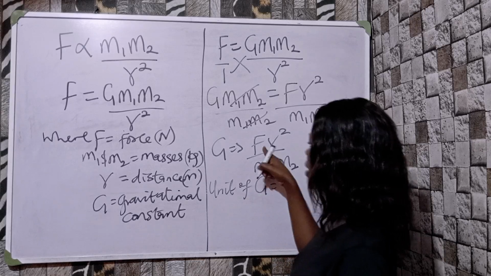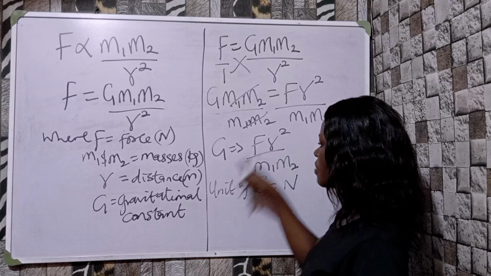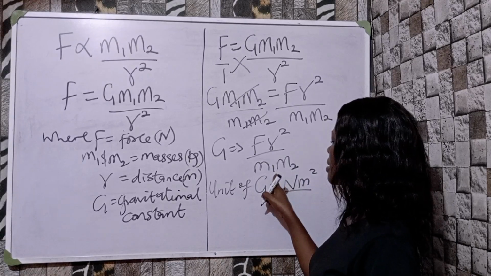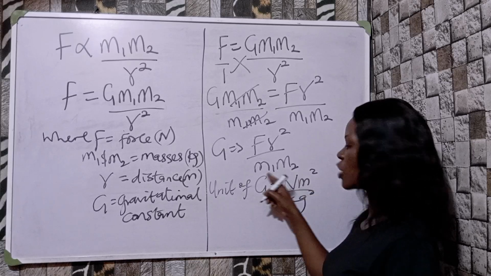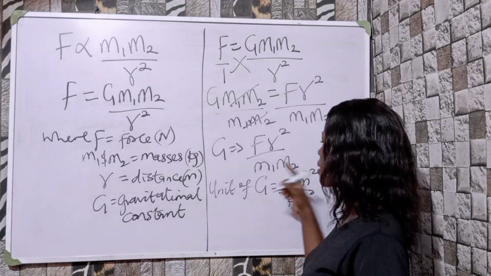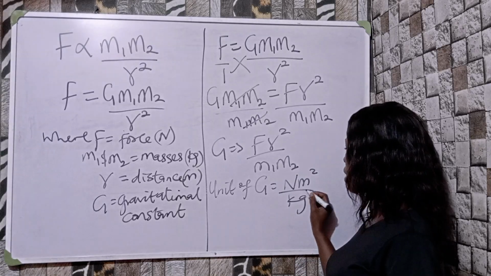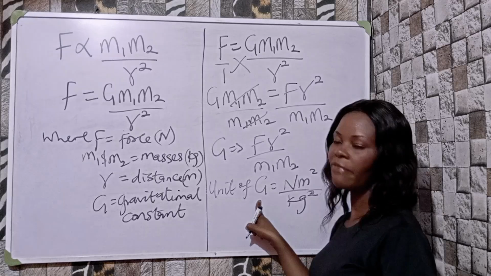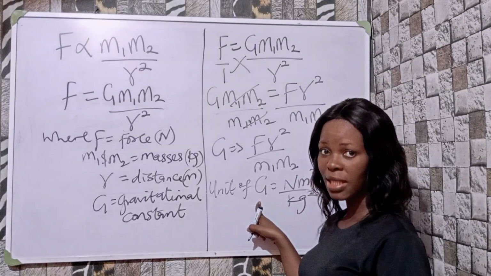Unit of G. Force is measured in Newton, so I have Newton. Radius is measured in meter, so meter square, over mass, which is measured in kilogram. I will say kilogram square because there are two masses. But when you're writing the unit, this one is going to come up to carry a negative sign. And the value of G is 6.67 times 10 raised to the power minus 11.